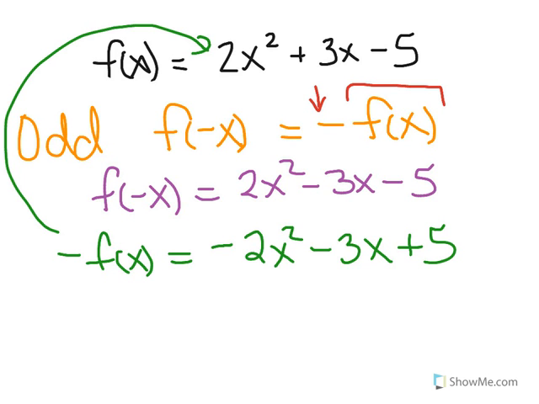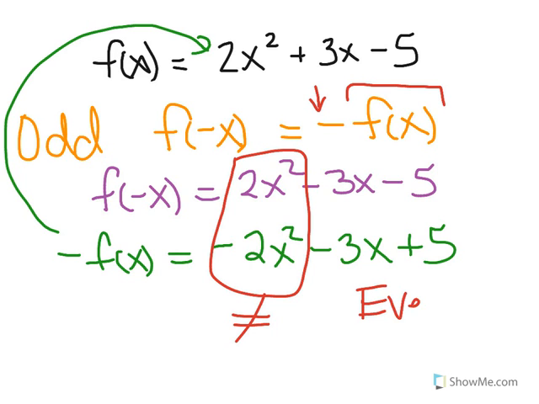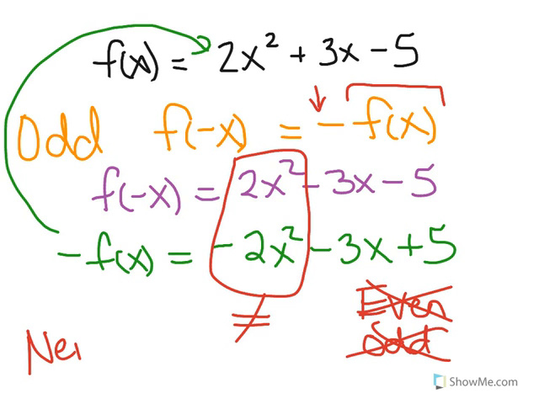And we just got to look, are the two equal? And notice on the first one, the 2x squared and the negative 2x squared are not equal. So this is not odd either. So if this is not even, and it's not odd, that leads us to this being a neither graph. And I would say probably around 90% of the equations you're going to be working with are probably going to fall into the neither category.